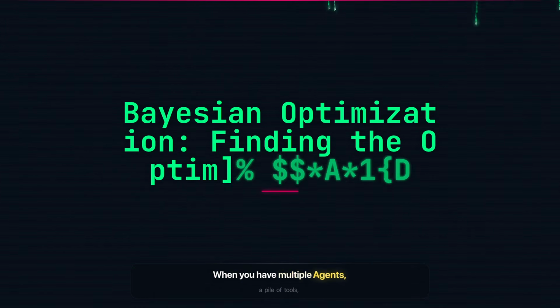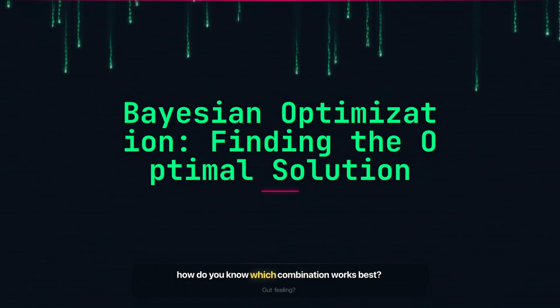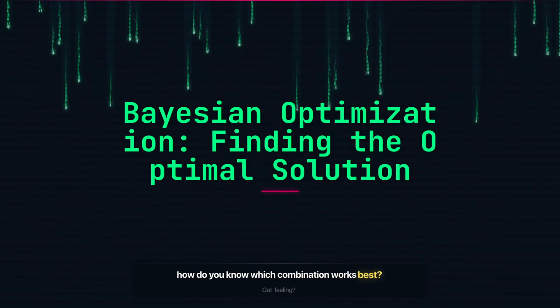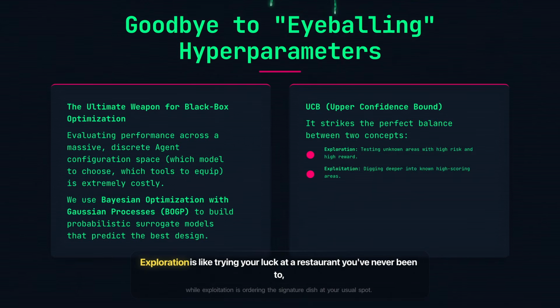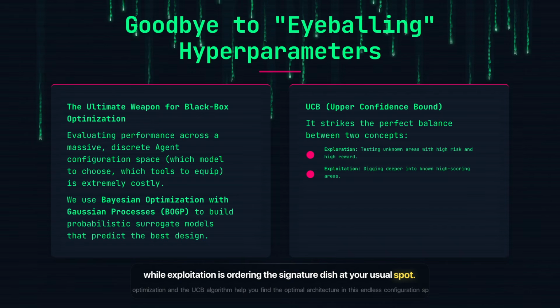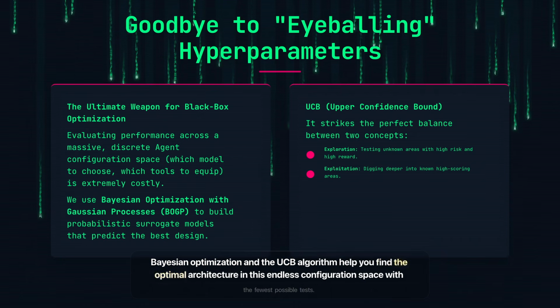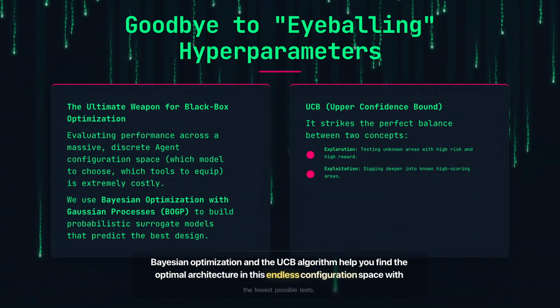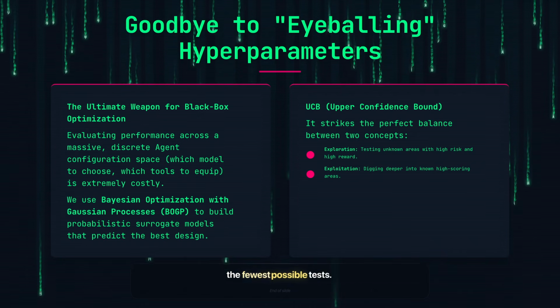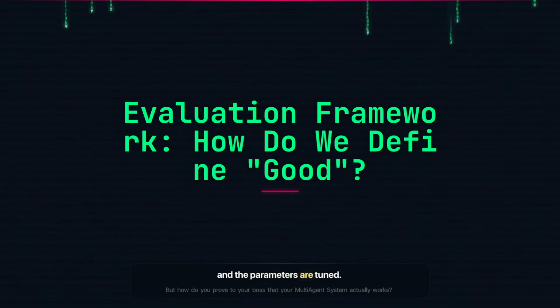When you have multiple agents, a pile of tools, and complex databases, how do you know which combination works best? Gut feeling? Exploration is like trying your luck at a restaurant you've never been to, while exploitation is ordering the signature dish at your usual spot. Bayesian optimization and the UCB algorithm help you find the optimal architecture in this endless configuration space with the fewest possible tests. The architecture is built, and the parameters are tuned.